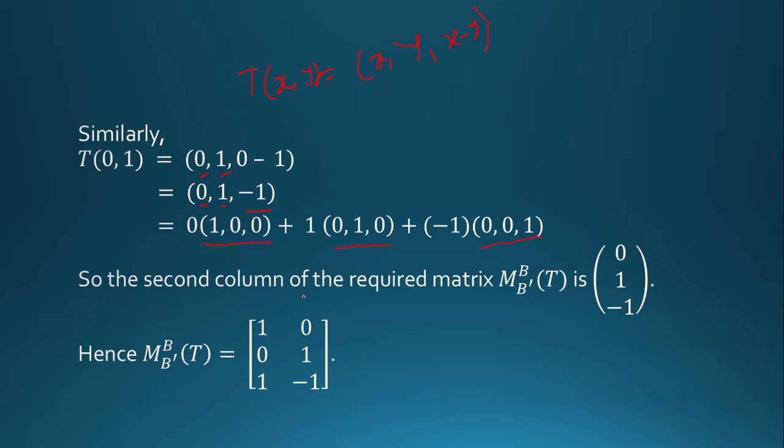So the second column of the required matrix is 0, 1, 0, 0, 1 and -1, which is here, first column and second column. Now as you see more examples, you will get practice and you will learn to find the matrix.